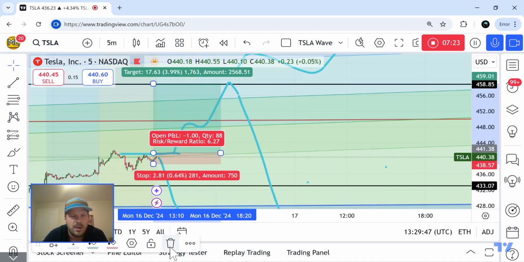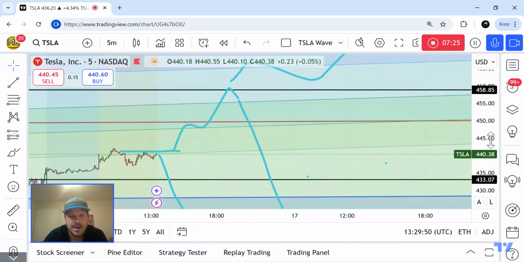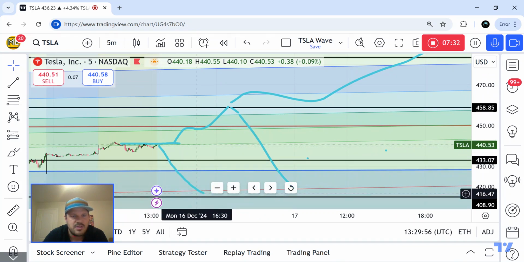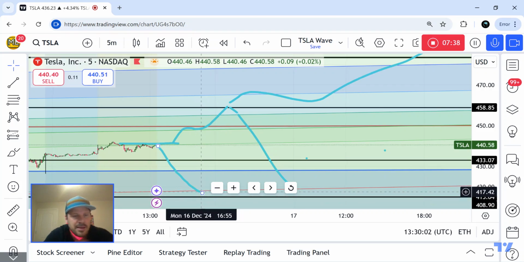However, I'm very well aware that this market can correct. So if it doesn't do this, I would expect it to do this, and then from there, I'd be looking at it as a buy at this level here. So that's sort of the play.